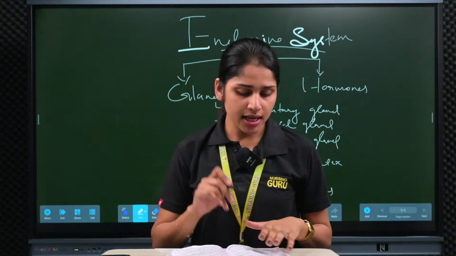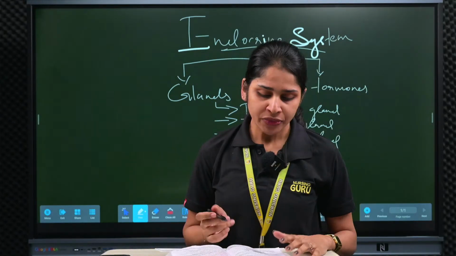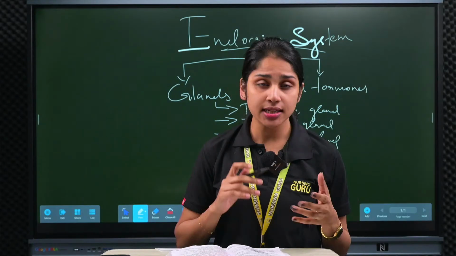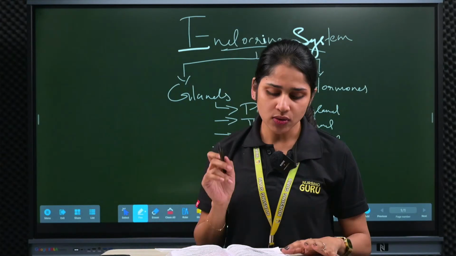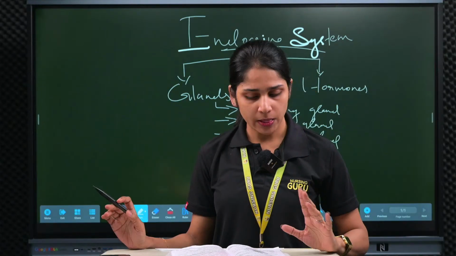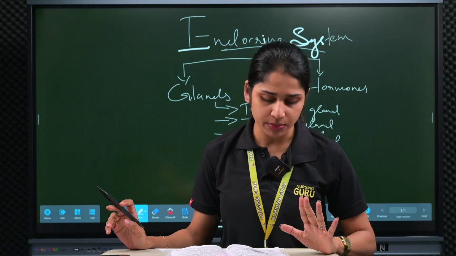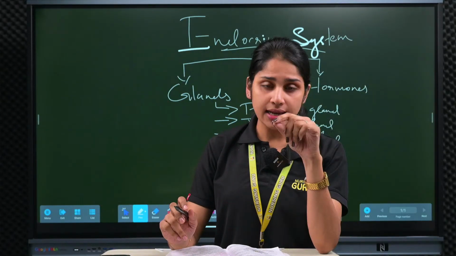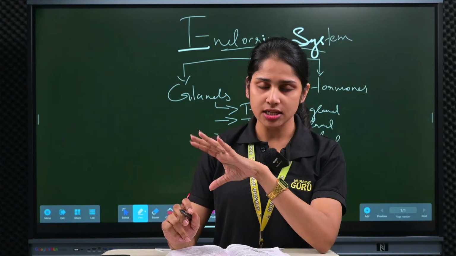Next one, pars tuberalis. So what is that? It forms a sheath around the infundibulum and it secretes only the melanocyte stimulating hormone. The third one is pars intermedia. So what is pars intermedia? It is present between the pars distalis and pars tuberalis, so it is in between both.